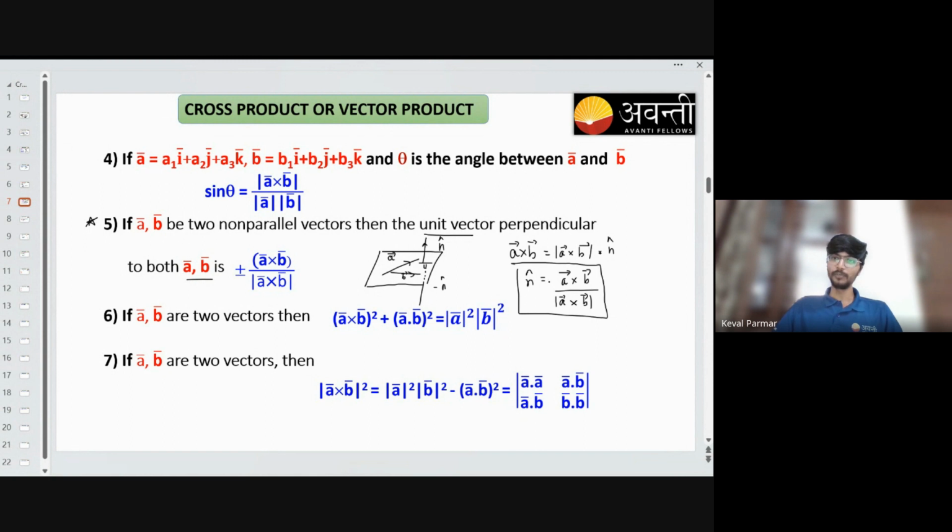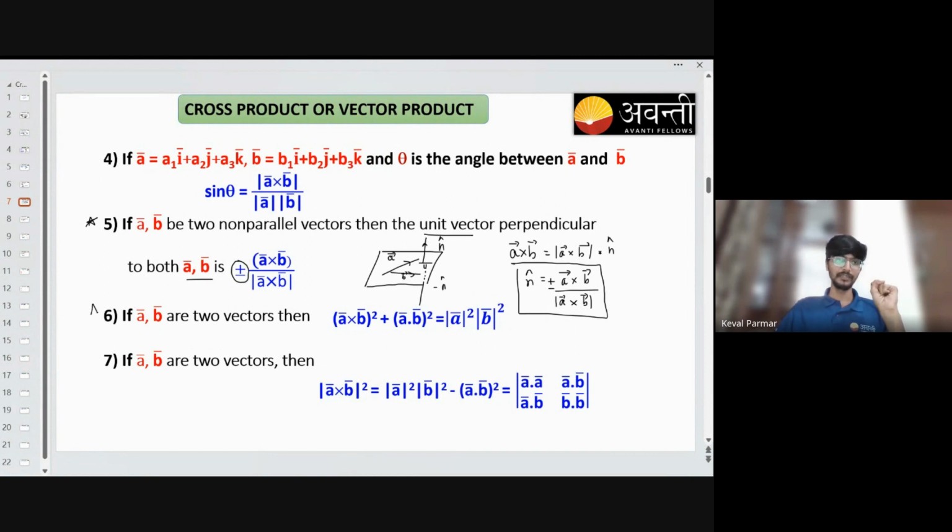Here we just need to put plus or minus. Why plus or minus? Because as I told you, one can be going in the upward direction, the other downwards. So that's why we use plus minus here, which is very important.